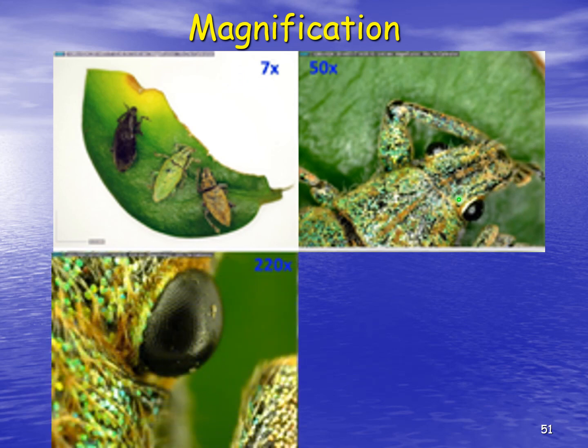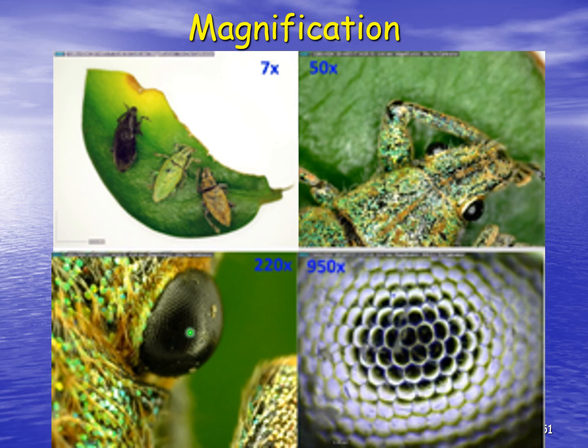Now we're getting up even closer. This is actually his eye right there that we're looking at, at 220 times magnification. And then finally, at 950 times magnification, we're actually looking at the surface of the eye. One thing I want to point out then, as we increase magnification, our field of view gets smaller and smaller. Here we've got a very large field of view. We can see everything. Here we're narrowing it down. Here we're going even further down. And now we're actually looking at the individual components of this eye on this bug.